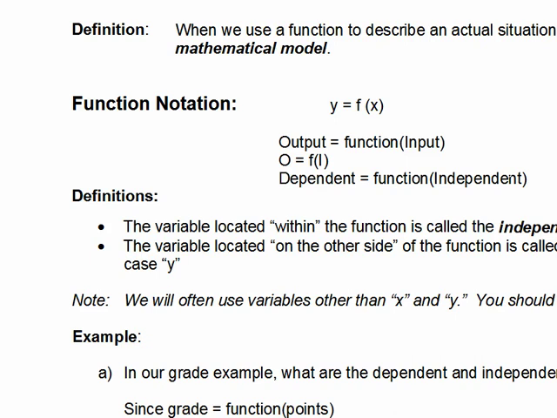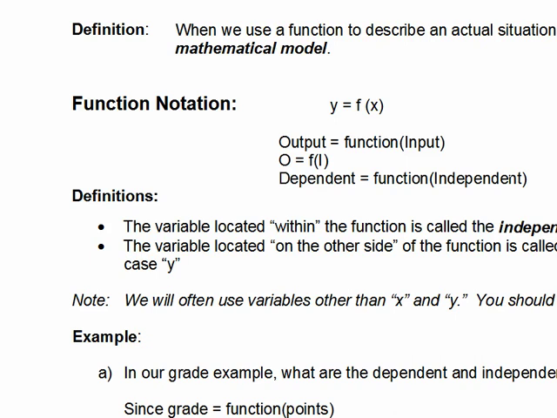Now I just used the phrases independent and dependent. What do we mean by this? Well, by definition, the variable located within the function is called the independent variable. In most cases, that's what you think of as x. The variable located on the quote-unquote other side of the function is called the dependent variable, in this case y.